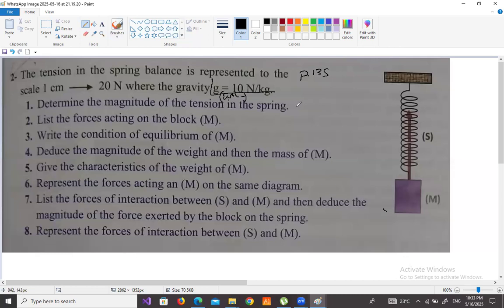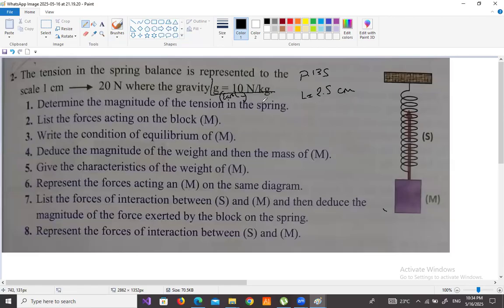To determine the value of the tension force, which is represented here by this vector, all you have to do is measure the length of this vector. The length is 2.5 centimeter. Okay, I don't think it's 2.5, honestly it doesn't look like 2.5. But I don't have a ruler, so you have to measure it. Let's say it's 2.5 centimeter.